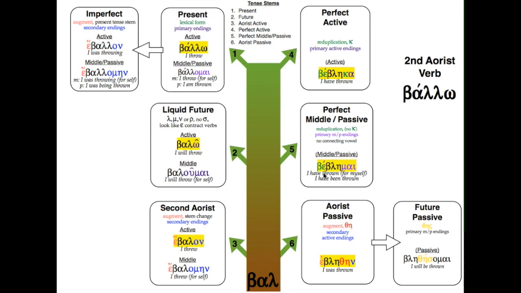The perfect middle passive also uses ble as the stem here, beblemai, not bebalmai. Notice no connecting vowel. The aorist passive, we have an augment and a theta eta, eblethen, which makes perfect sense. And then the future passive, no augment, of course, theta eta sigma, and then the primary middle passive ending, blethesomai.